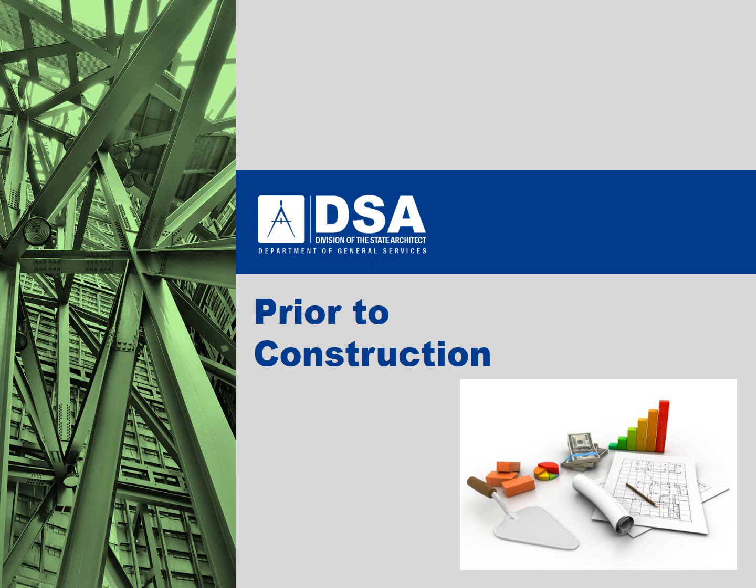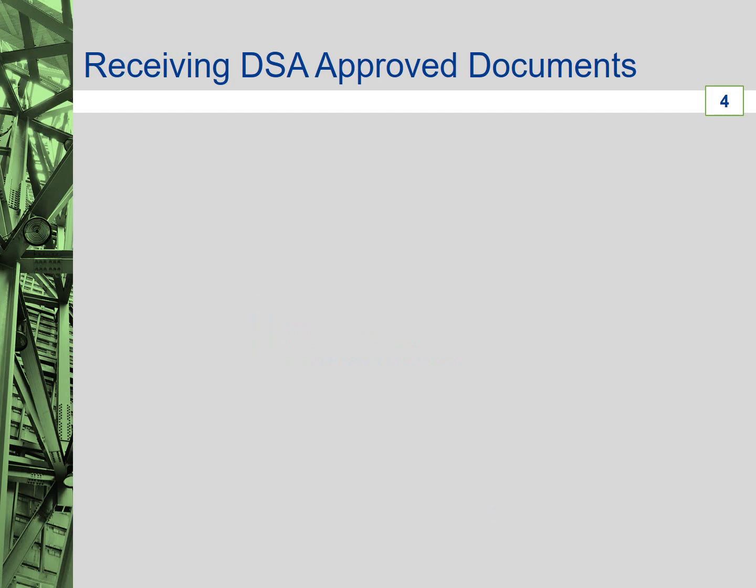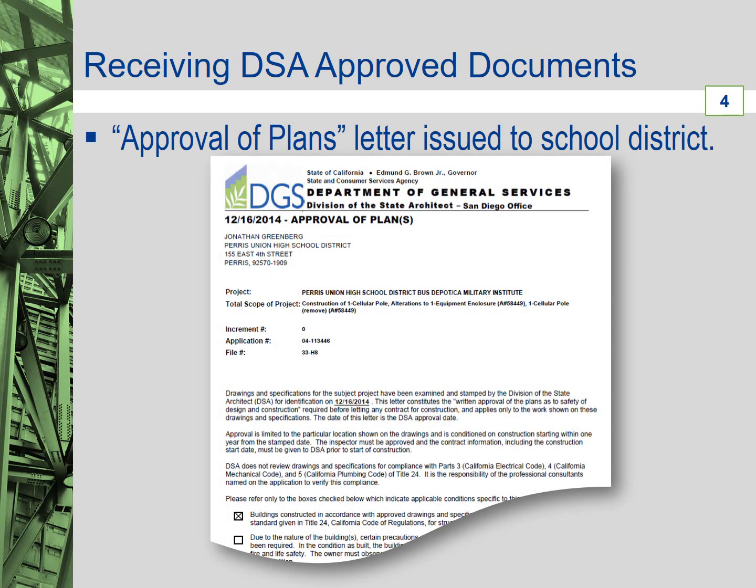The first stage we will cover is prior to construction. This stage encompasses many important design professional responsibilities. Within 5 working days of the stamping of the approved project plans and specifications by the Division of the State Architect, DSA issues an application approval letter to the school district. This letter serves as DSA's written approval of the plans as to safety of design and construction required by the Education Code before letting a contract for any construction.